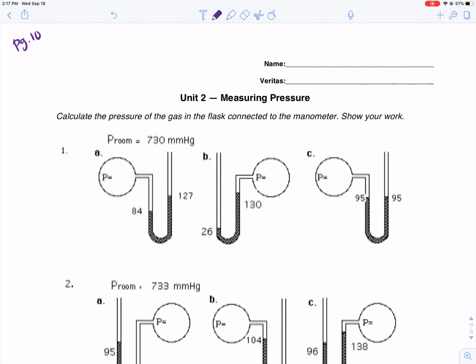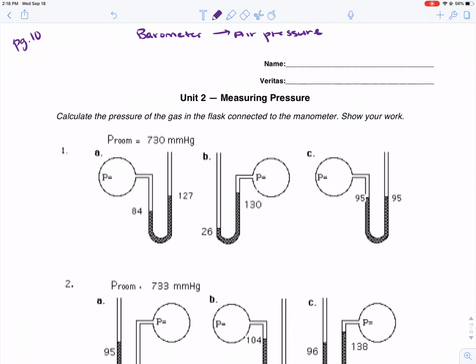Open to page 10 of your Unit 2 course pack. So in the last Ed Puzzle video you watched, you learned about a barometer. A barometer measures air pressure. It was invented by Evangelista Torricelli.